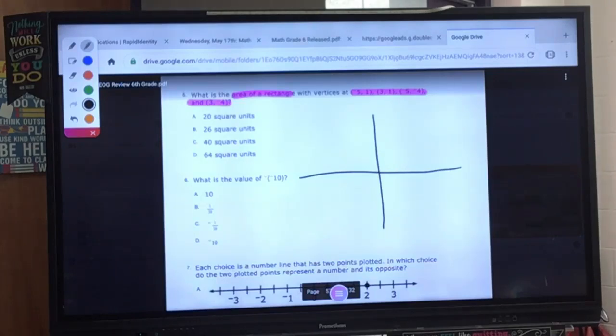Really close to being done. All right. Get your iPads to the side.